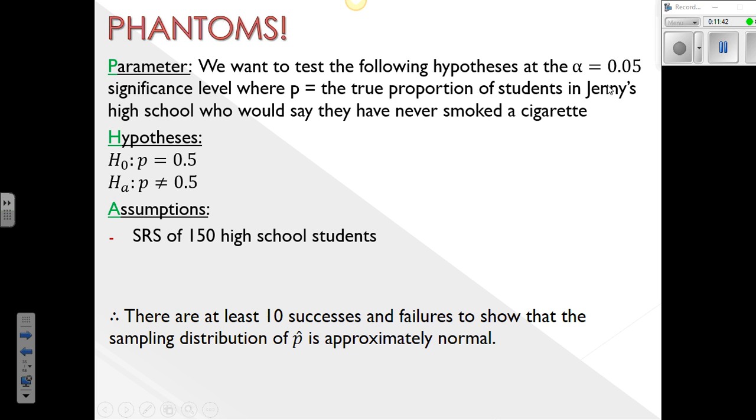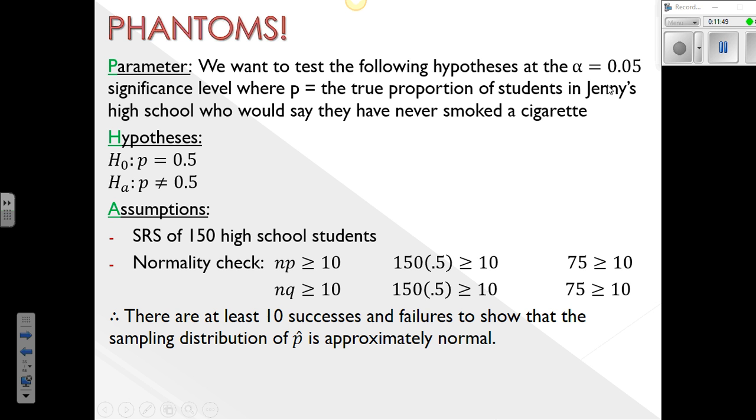Remember, there are two assumptions that we must have for a one proportion z-test, correct? First one is we do have a simple random sample of 150 high school students. And we must check normality, so np and nq greater than or equal to 10. So 150 times 0.5 and 150 times 0.5 is going to be 75 in both cases. Since 75 is greater than or equal to 10, there are at least 10 successes and 10 failures. All right, you guys good with those assumptions?